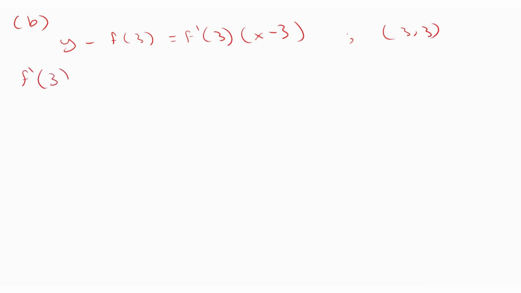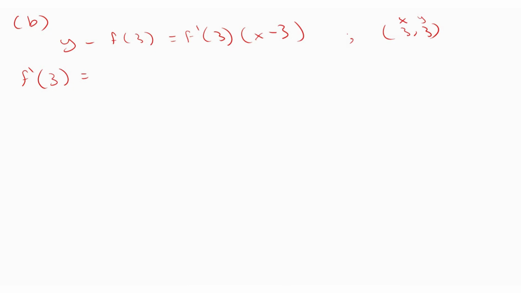Now, so for part B, let us first write our equation of tangent line. This will be y minus f at 3 equals f prime at 3 multiplied by x minus 3, since our x is 3. So at the point 3, 3. Now we found f prime x. Now we have to find f prime at 3, knowing that our y is 3 as well.